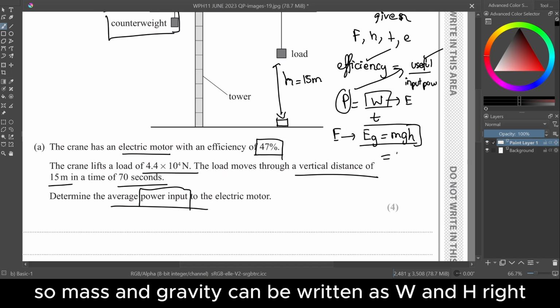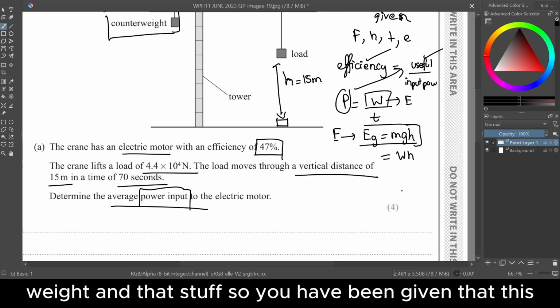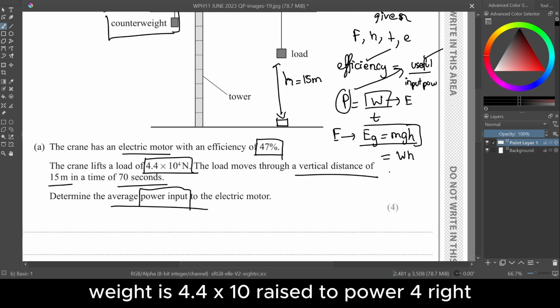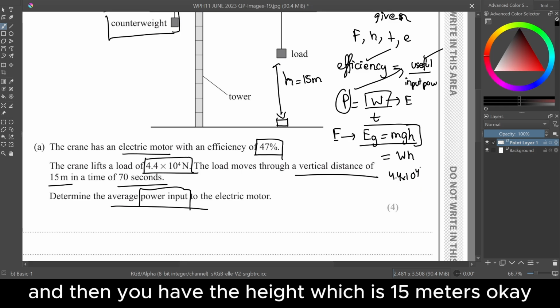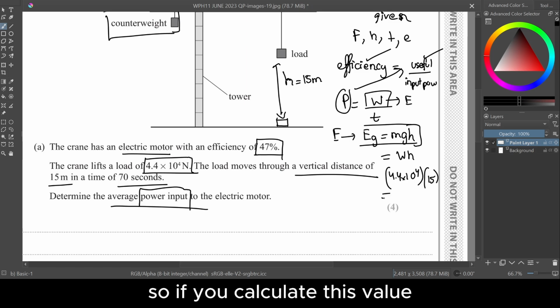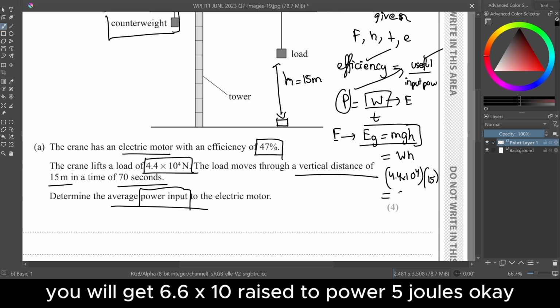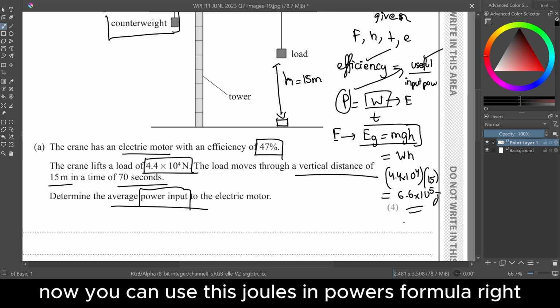So mass and gravity can be written as W, weight. You have been given that this weight is 4.4 times 10 raised to power 4, and then you have the height, which is 15 meters. If you calculate this value, you will get 6.6 times 10 raised to power 5 joules. Now you can use these joules in the power formula.